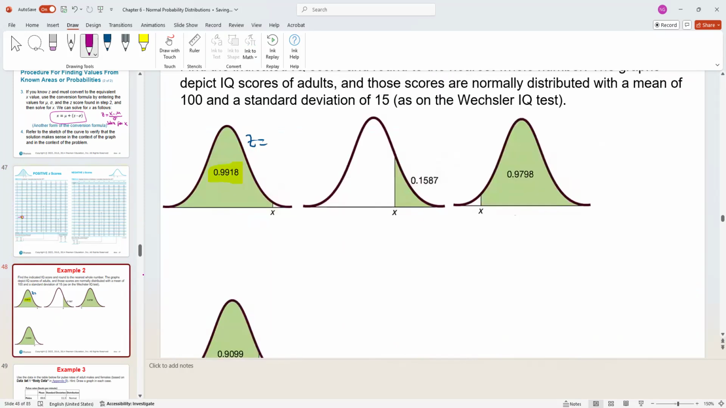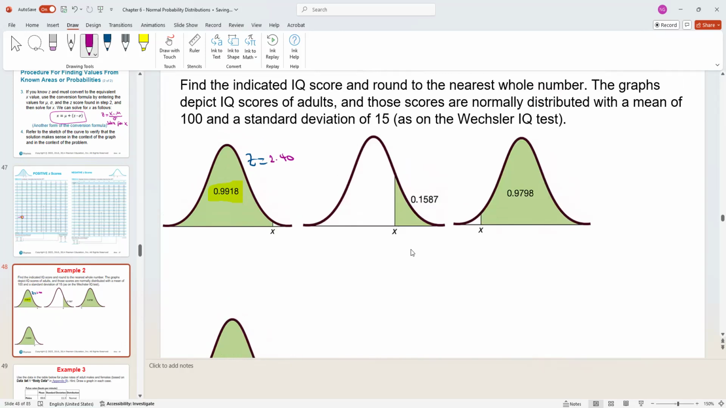Okay, we have 2.40. Now, the questions: you must read the questions first. Find the indicative IQ score and round to the nearest number. So remember, they asked us to find X when the mean is 100 and the standard deviation is 15. So we know the formula to find this one is X equals the mean plus Z sigma.